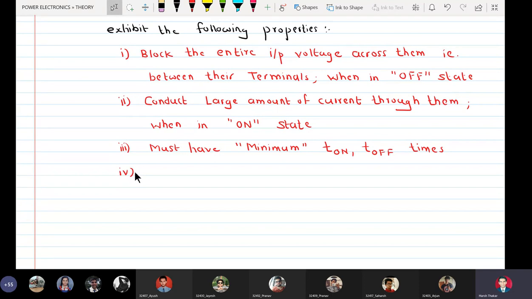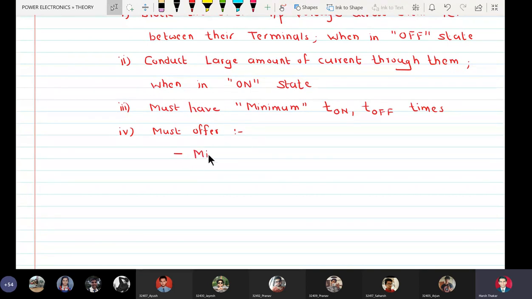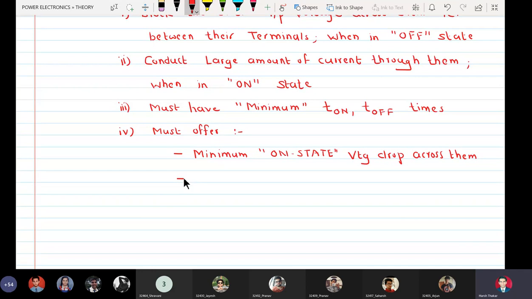Fourth is must offer two things. It must offer minimum on state voltage drop across them, and also minimum on state resistance across them.